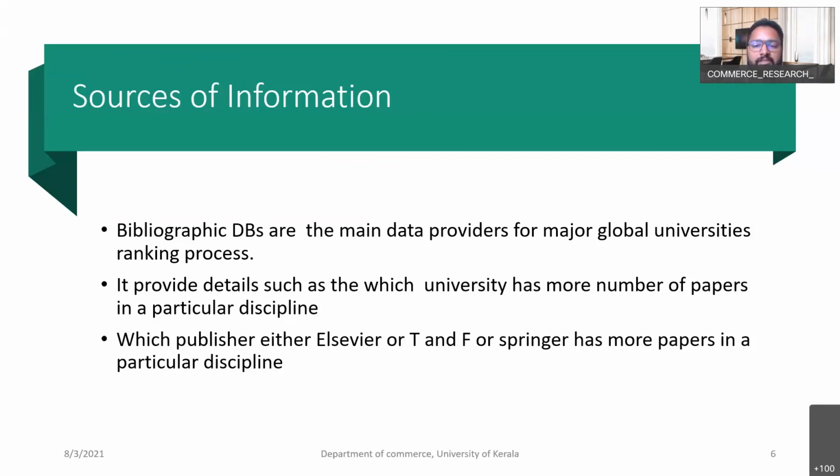If you are a serious researcher, you must follow the serious researchers in the discipline you have chosen. So which publisher, either Elsevier or Taylor and Francis or Springer, has more papers in a particular discipline?